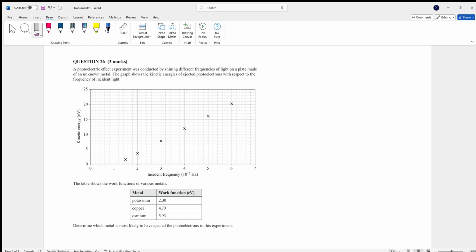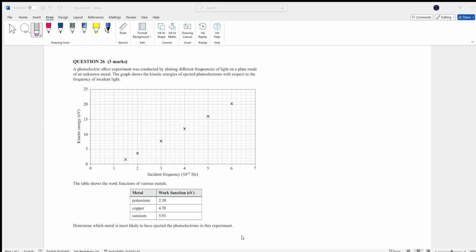So, question 26. A photoelectric effect experiment was conducted by shining different frequencies of light onto a plate made of an unknown metal. The graph shows the kinetic energies of the ejected photoelectrons with respect to the frequency of the incident light. And we can see we have a linear graph here. The table shows the work functions of various metals, potassium, copper, and I don't know how to pronounce the last one. Determine which metal is most likely to have the ejected photoelectrons in this experiment.